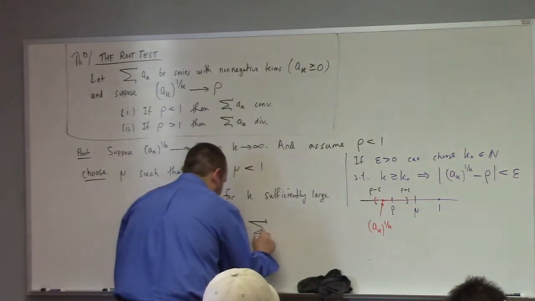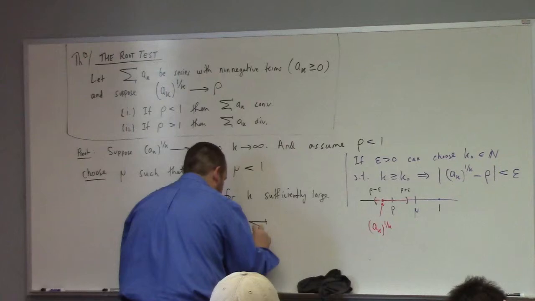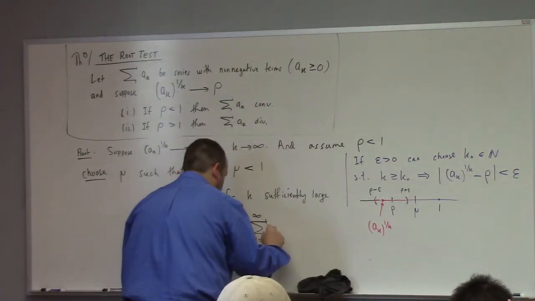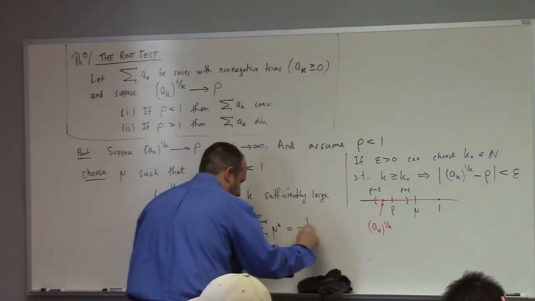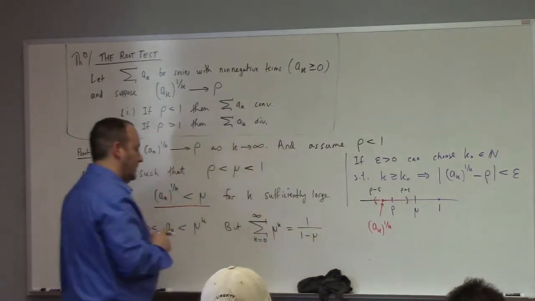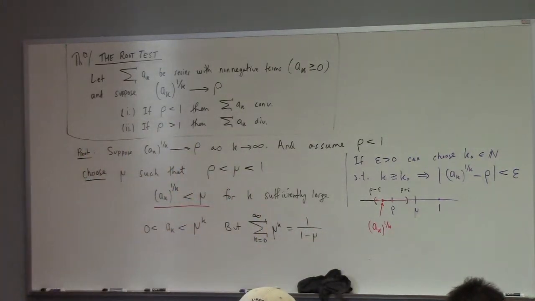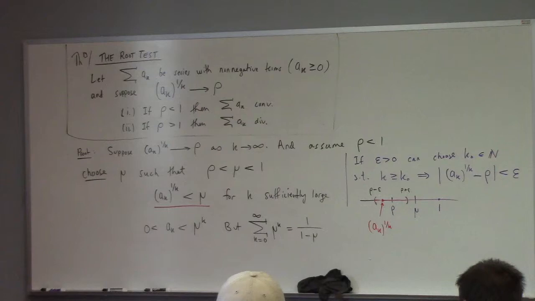You guys tell me, what's the sum k equals 0 to infinity of mu to the k? I say it's 1 over 1 minus mu. Why do I say that? Exactly, this is a geometric series.